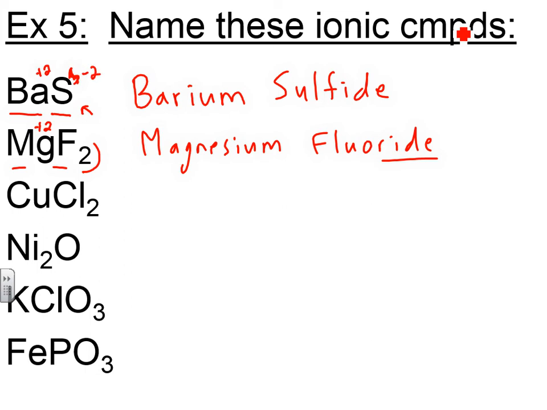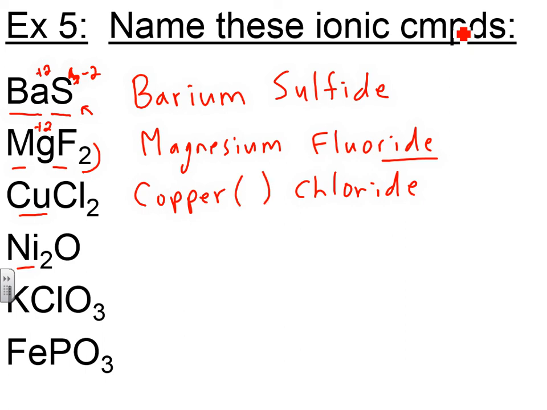Okay. The next 2 actually come from the D block. So both copper and nickel come from the D block. So we have to consider the Roman numeral. So we'll still say copper, in this case chloride, except the copper then needs a Roman numeral. The reason it needs a Roman numeral is because it comes from the D block.